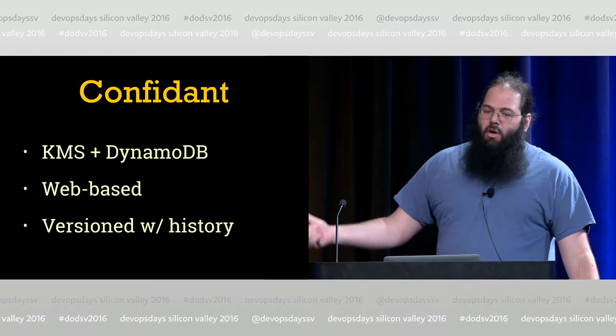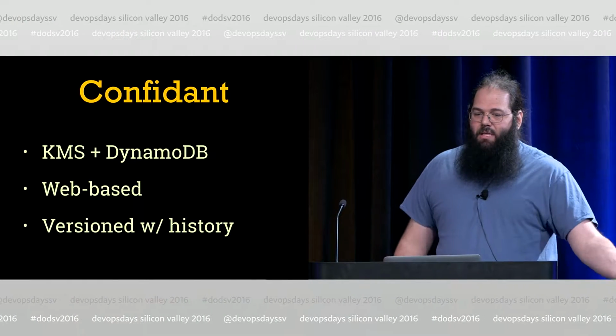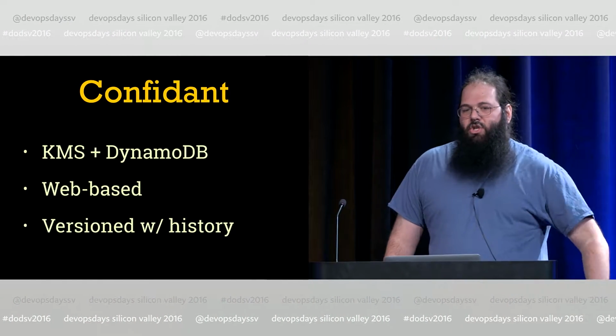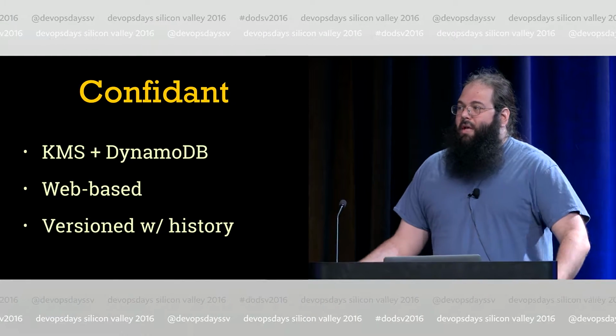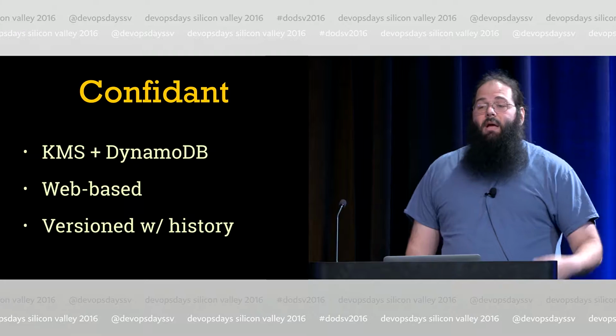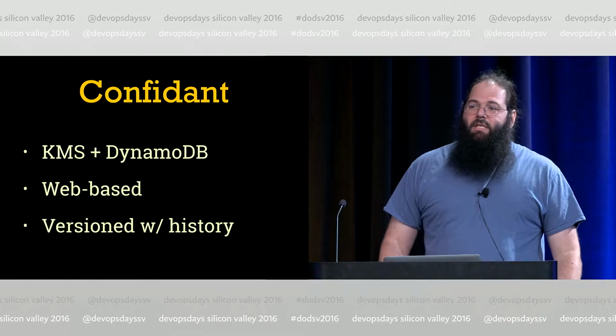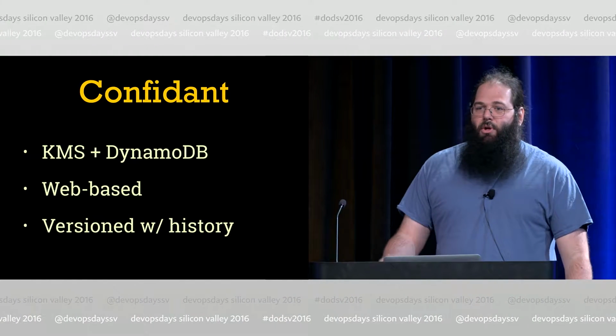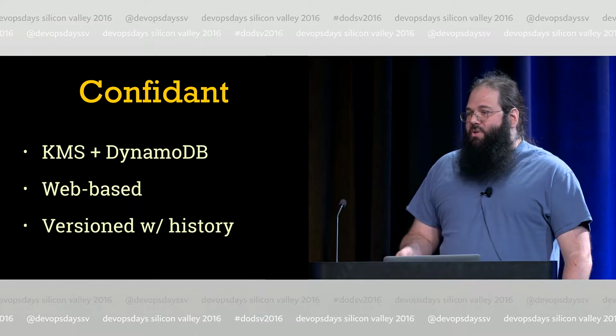And maybe slightly nicer, Confidant from Lyft. It uses KMS again, but it uses DynamoDB for storage. And instead of being a command line tool, it's API-based. So you run a Confidant service somewhere, and then you can talk to it over a REST API. A notable feature of this is it's got a really nice versioning and history system, so you can build provable logs of when and how secrets changed.